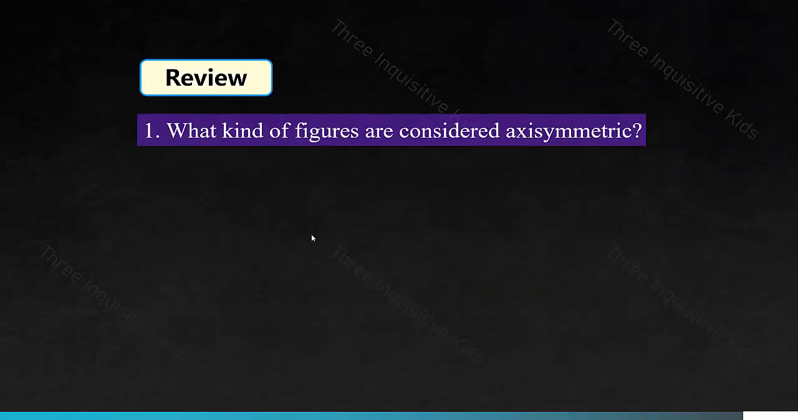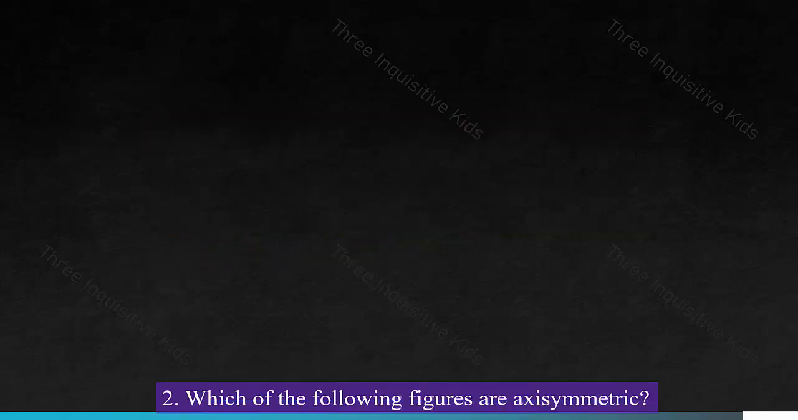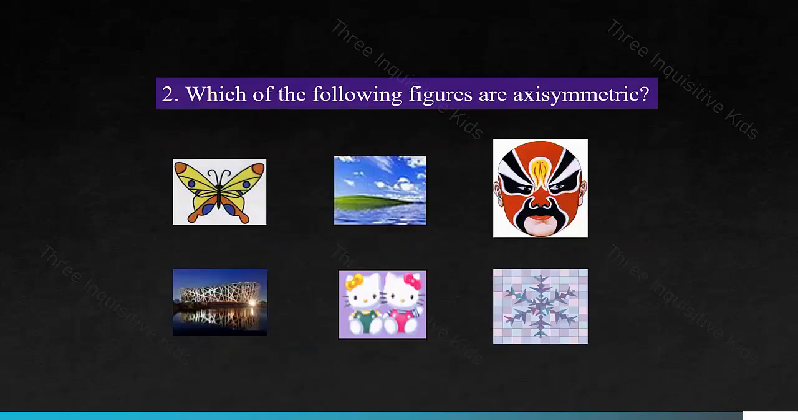Here's some review. What kind of figures are considered axisymmetric? Well, if you fold a figure in half along a straight line and both parts completely overlap, the figure would be axisymmetric, and the line would be its axis of symmetry. Which of the following figures are axisymmetric? So the two images on the left and the two images on the right are all axisymmetric figures. The ones in the middle are not axisymmetric.